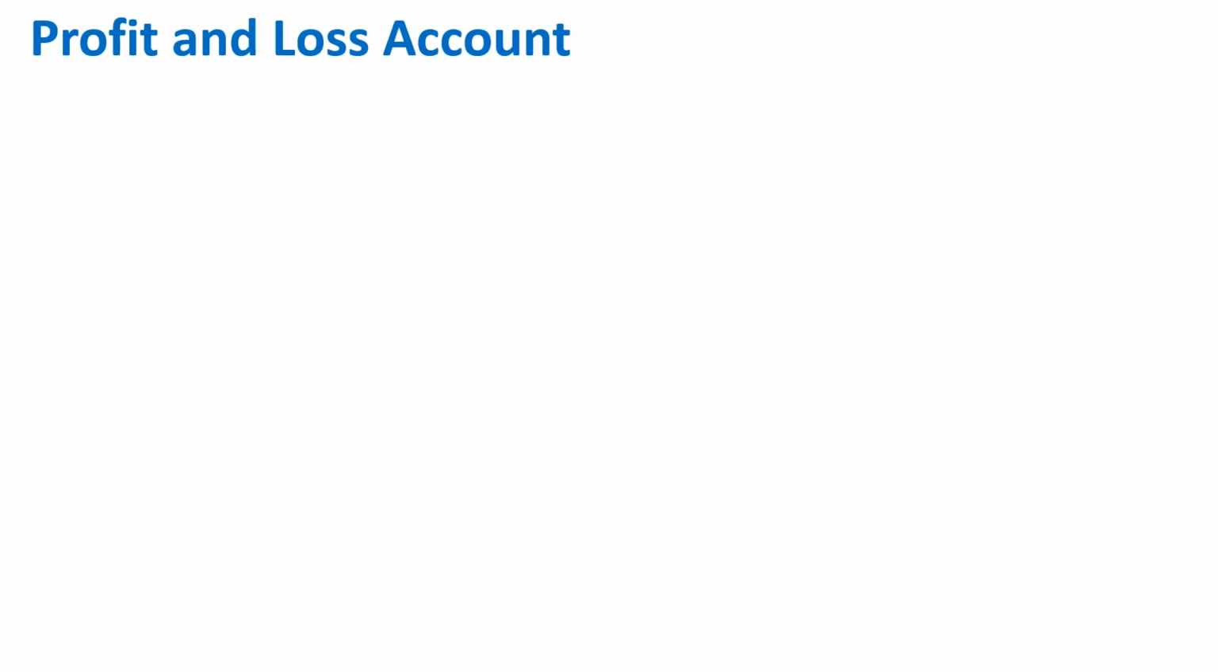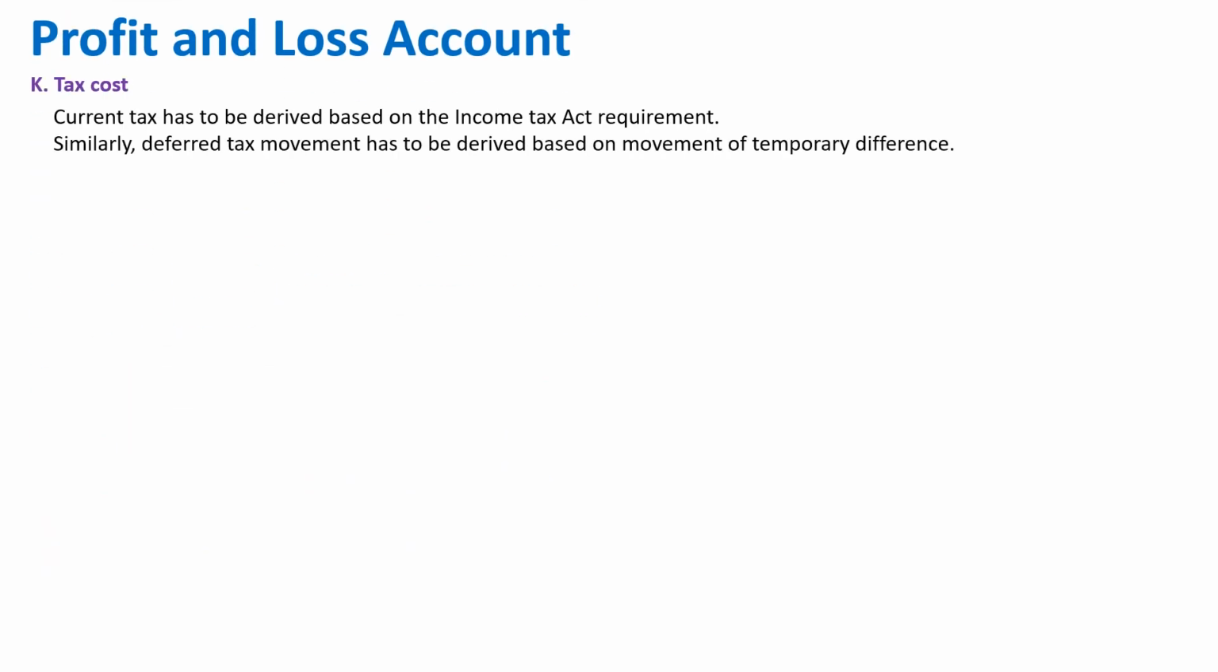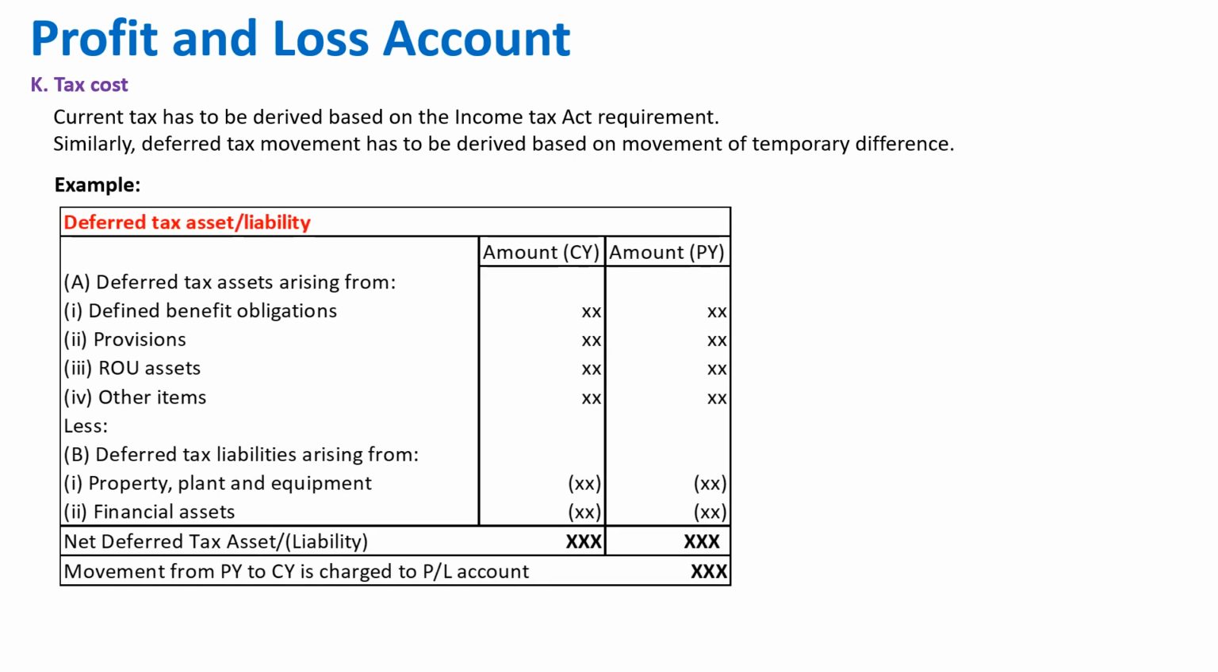Next item is tax cost. Current tax has to be derived based on the Income Tax Act requirement. Similarly, deferred tax movement has to be derived based on movement of temporary difference. Because of the temporary difference, you will have either a deferred tax asset or a deferred tax liability. Here is a sample. Deferred tax assets arising from the temporary difference, for example defined benefit obligations, provisions, ROU assets, other items. These are a few examples of temporary differences.